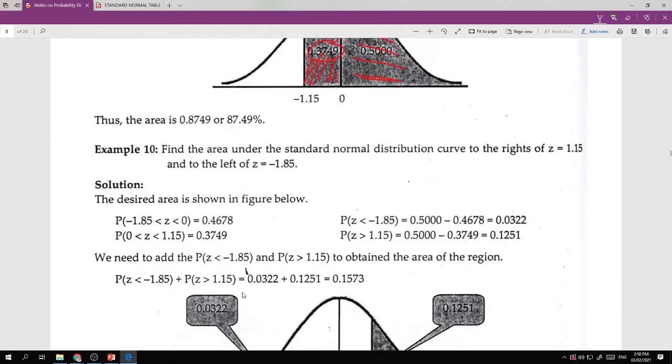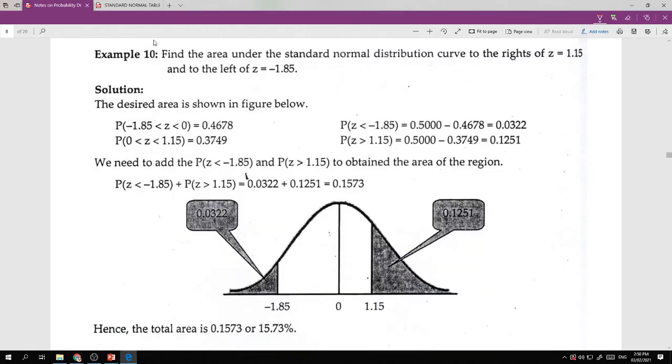What about example number 10? Look at example number 10. Find the area under the standard normal distribution curve to the right of z = 1.15 and to the left of negative 1.85. So locate negative 1.85 to the left. First and foremost, we need to find the area from 0 to z = 1.15.